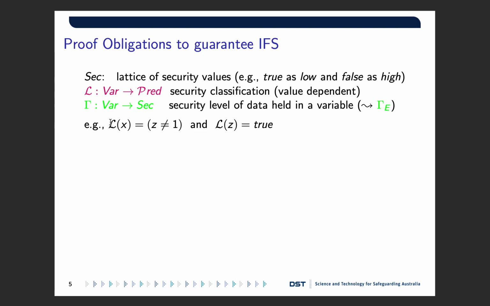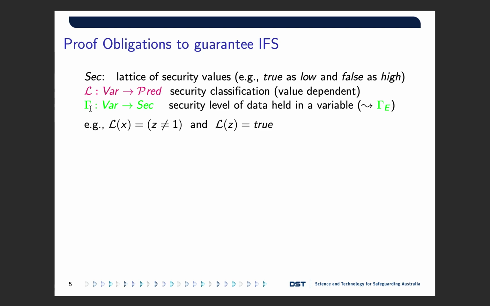For example, the security classification of our buffer X is specified as Z is not equal 1. So the buffer is low if Z is equal 0 or 2. We also define the security level of the data currently held in the variable, gamma. In other approaches, gamma is defined as a type. In our approach, we define it as an auxiliary program variable that is carried through.